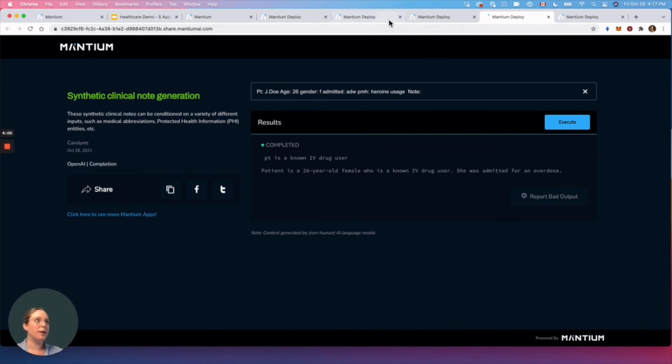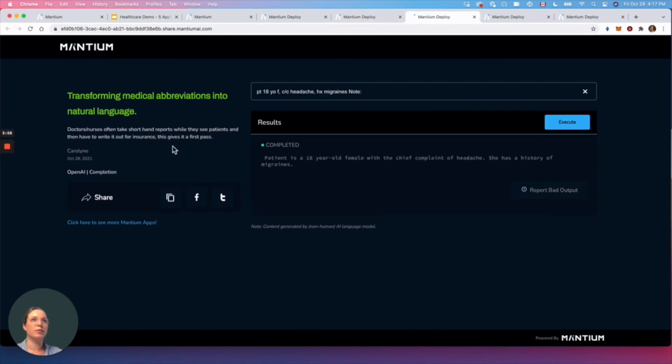But in this particular use case, for example, transforming medical abbreviations into natural language, we wanted to have more of a factual approach to the output. And so for this use case, the temperature is set right to 0. So it's all the way down to 0. And that's how we were able to get the model to do what we want.